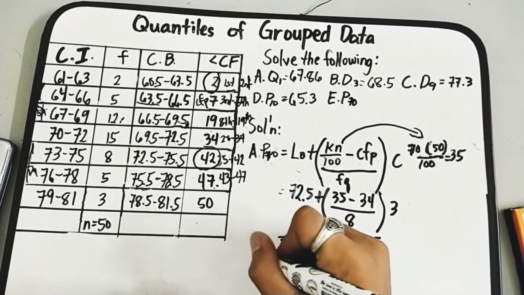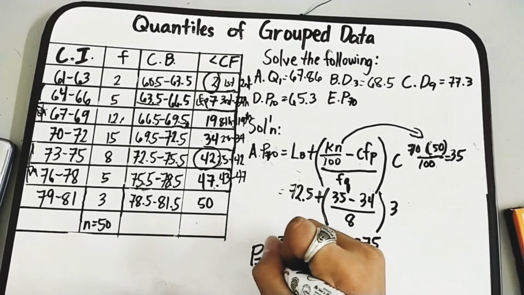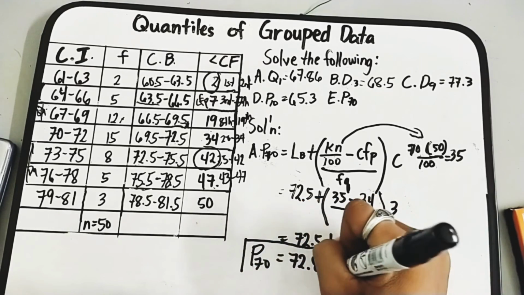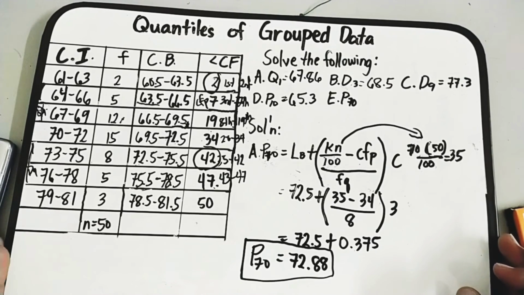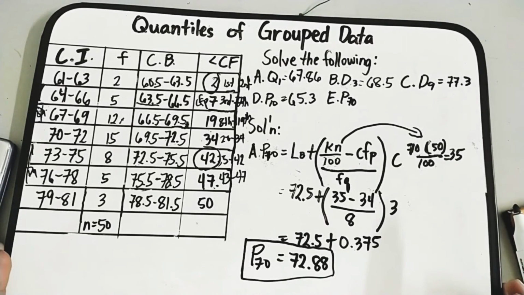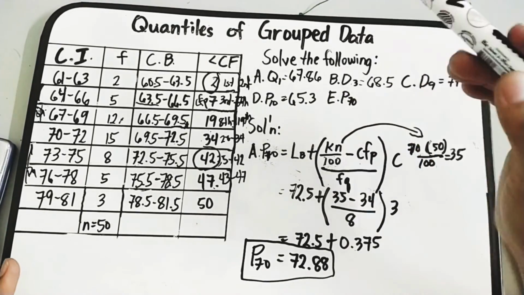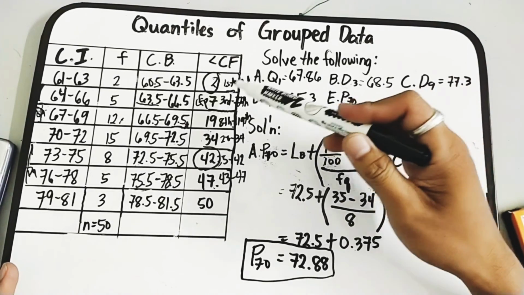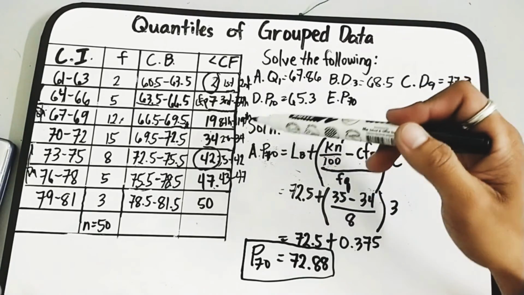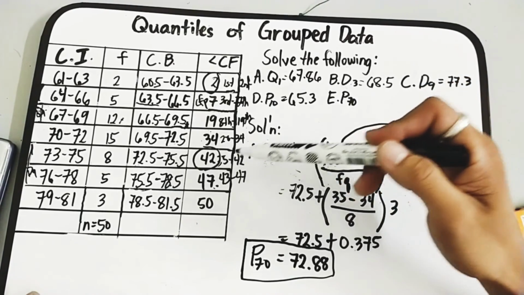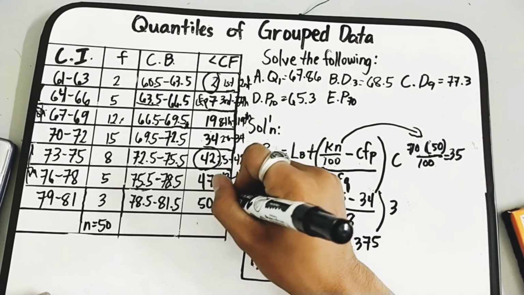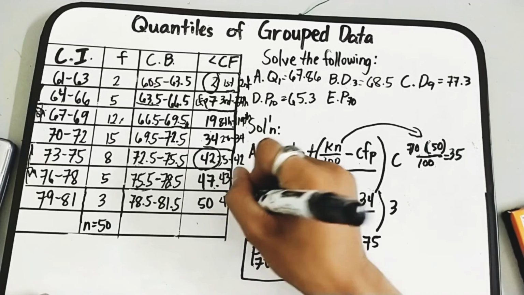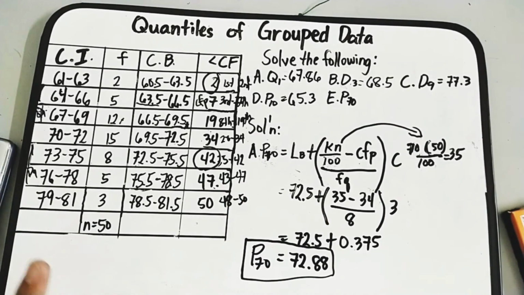Ito yung ating percentile 70. So, ito yung pagkuha sa grouped data. First thing na kailangang mahanap, since wala na tayong ina-array dito, alamin mo yung positioning of scores. Kagaya nito: first, second, third to 7, 8 to 19, 20 to 34, 35 to 42, 43 to 47, and then 48 to 50. Andyan yung position ng score.